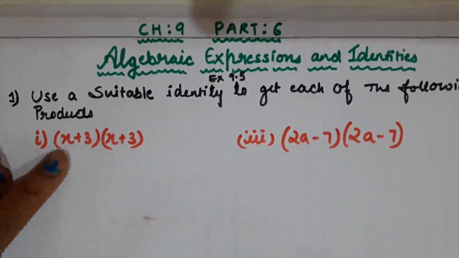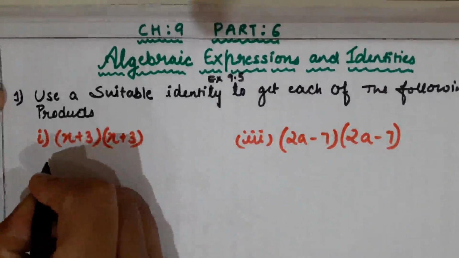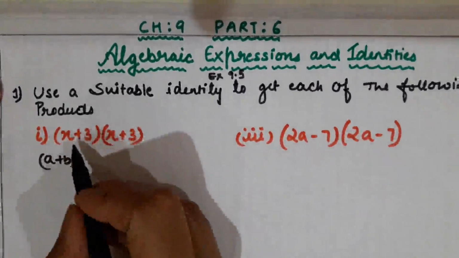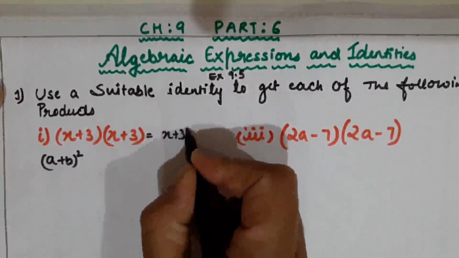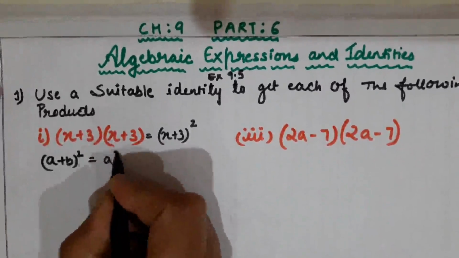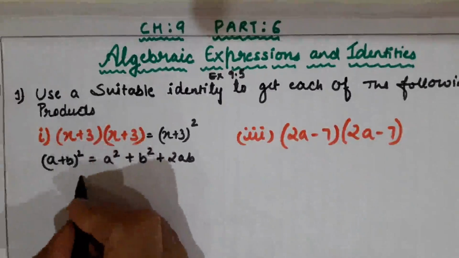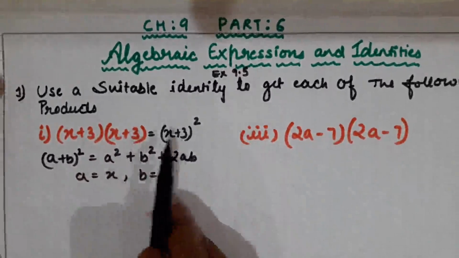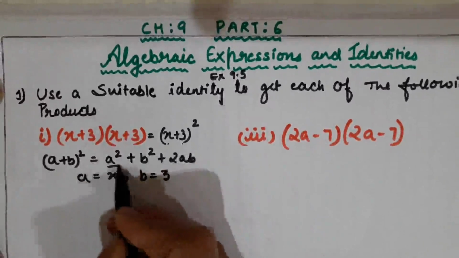So first part is (x + 3)(x + 3). So which identity we can use? We can use (a + b) whole square. How? See, x + 3 is written 2 times, so we can write (x + 3) whole square. Okay, so (a + b) whole square is a² + b² + 2ab. a is x here and b is 3 here. So use this identity now.